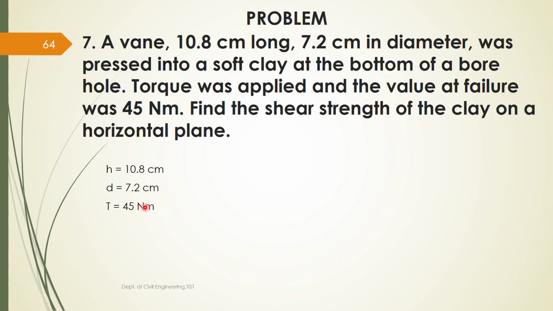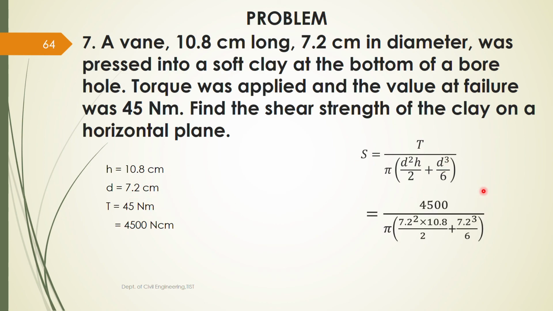This is given in meters, so we will convert that into centimeters. So it is 4500 Newton centimeter. So these are the given data. We know the equation. Just substitute this data in the equation. You will be getting the answer as 4.18 Newton per centimeter square, and in kilonewton per meter square it is 41.87. So this is how you do the problems.